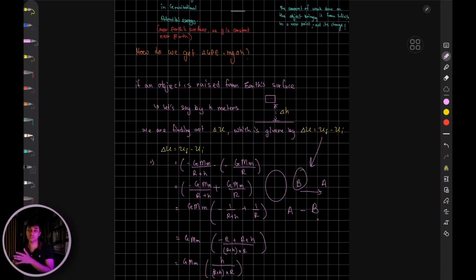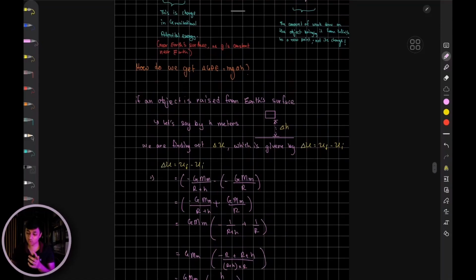So what this is going to give you is the net change in gravitational potential energy, and it is supposed to be positive because you're moving away, right? You're transferring energy to the object. Therefore, in that case, the change in gravitational potential energy will be positive.